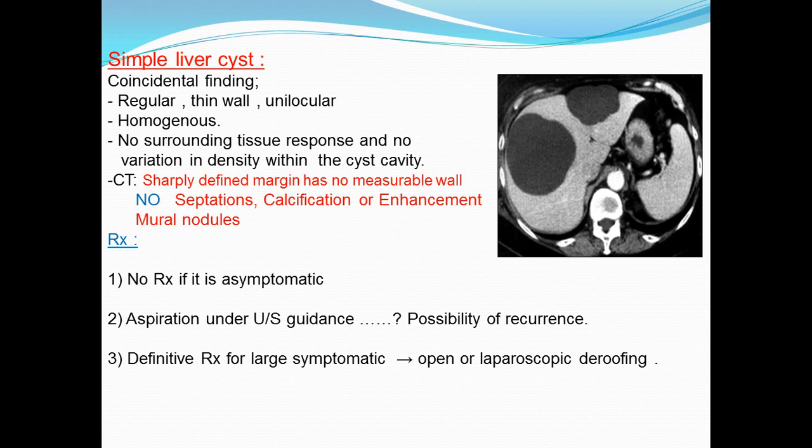In this slide, we are going to speak about few words about simple liver cyst, which is coincidental finding. It is regular, thin wall, unilocular, homogeneous, no surrounding tissue response, and no variation in density within the cyst cavity. CT scan shows sharply defined margin, has no measurable wall, no septation, calcification, or enhancement mural nodules, as you could see easily in CT scan in this slide.